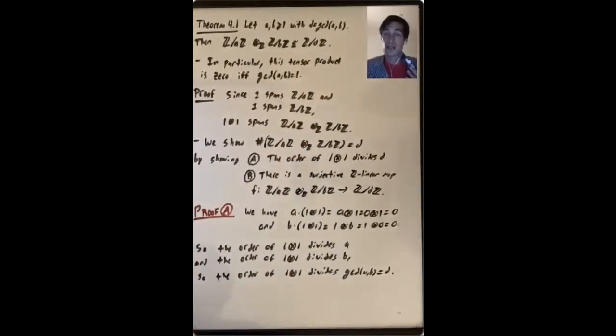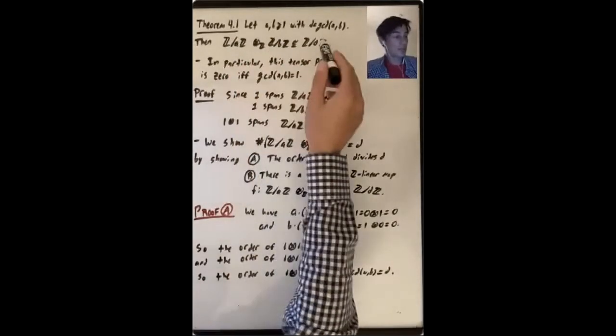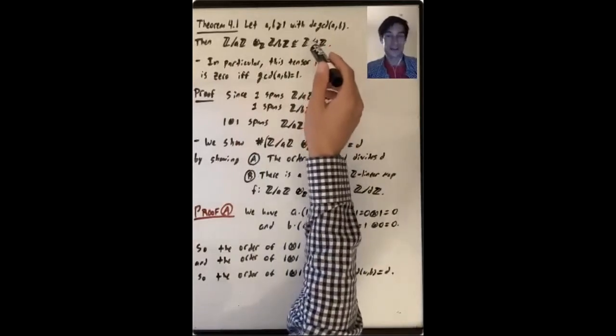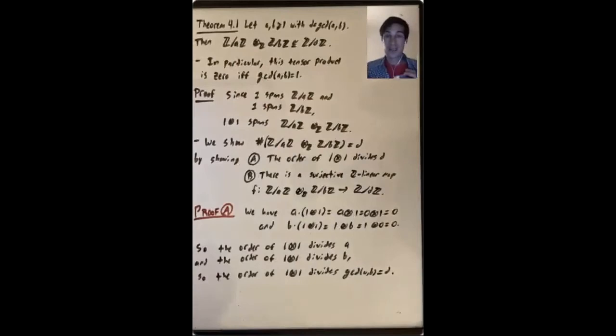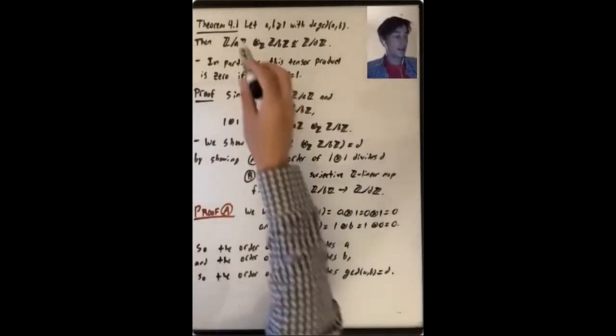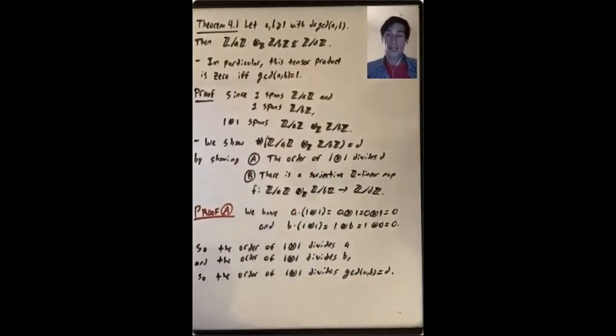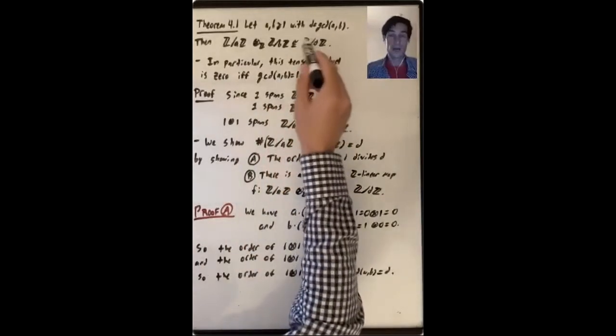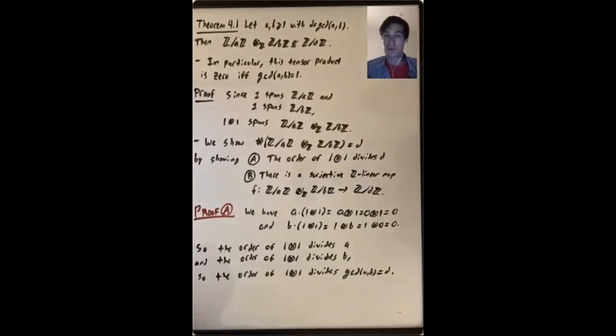Okay? Z mod AZ is a Z module, Z mod BZ is a Z module. What is a Z module? It's just an abelian group. This is isomorphic as a Z module to the finite cyclic group Z mod DZ. In particular, this tensor product is 0 if and only if the GCD of A and B is 1. If D is 1, we're getting Z mod Z, the trivial group.